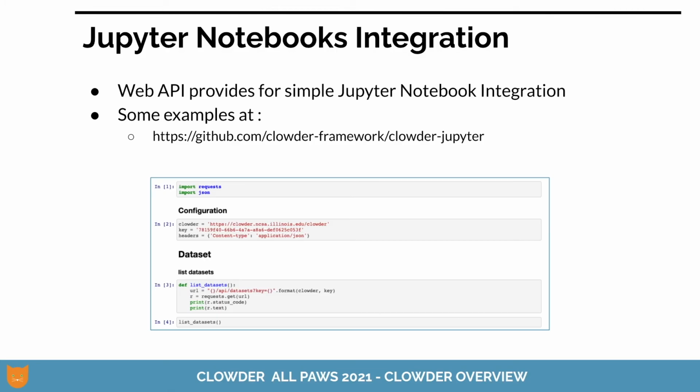Examples of how to use the API are available in this repository on the screen as Jupyter Notebooks. This also shows an example of how to integrate Clowder with notebooks.